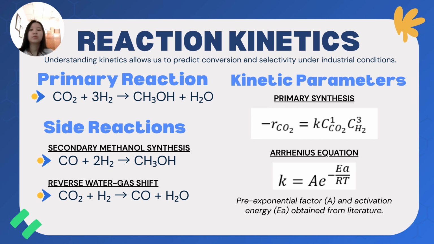shift. So, to calculate the rate of reaction, we can use the formula provided and we focus on the primary synthesis, where R is the rate of reaction, K is the rate constant, and C is the concentration of each of the components. So, to calculate the K value, we can use the Arrhenius equation.